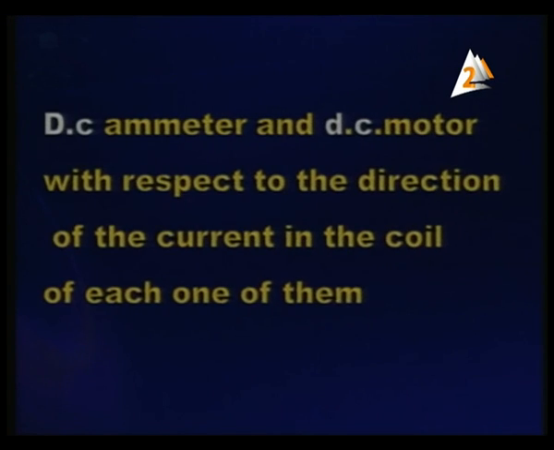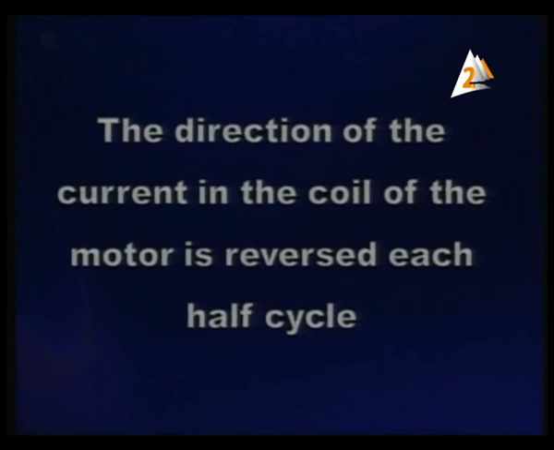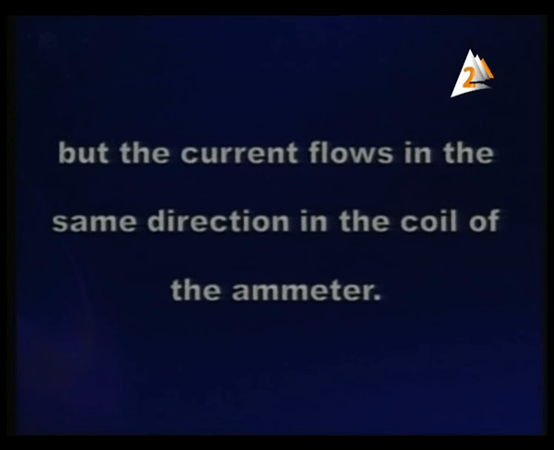Compare between DC ammeter and DC motor with respect to the direction of the current flowing in the coil of each one of them. Actually, the direction of the current in the coil of the motor is reversed each half cycle. But the current flows in the same direction in the coil of the ammeter.